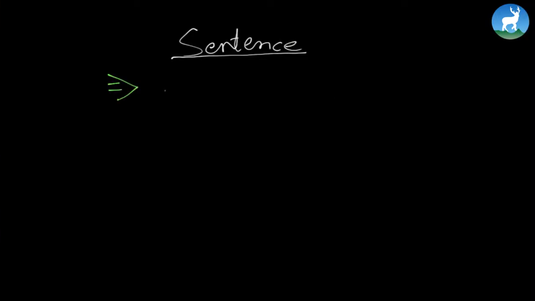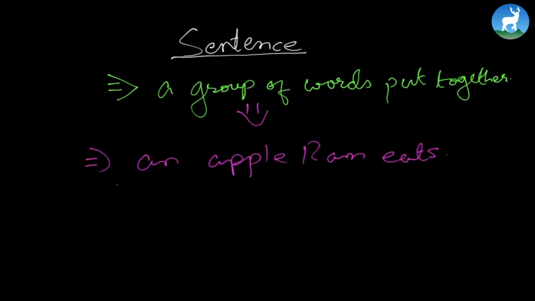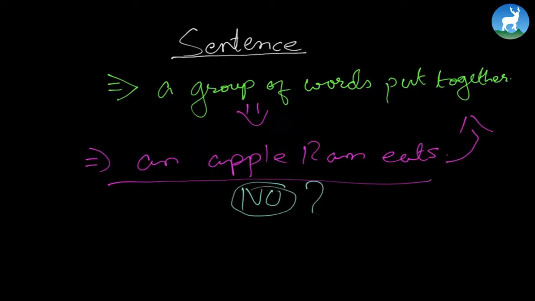Well, the definition that we usually get is that a sentence is a group of words put together. Do you really think this is a sentence? If this is the case, then let's put this in an example. Let's say, an apple Ram eats. This example fits the definition, because they are a group of words put together. Does this make a sentence? The answer is no. Why not? Because they do not make perfect sense. Every sentence has to be sensible.